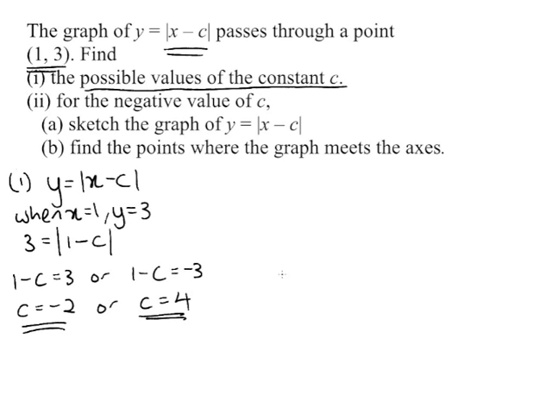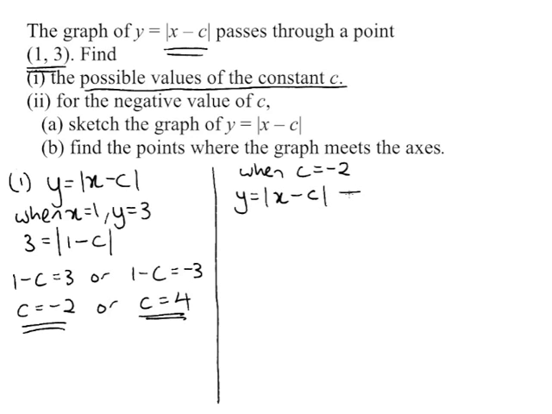Now let's look at part 2. For the negative value of c, we need to sketch this graph. So the negative value of c is negative 2. We're going to substitute this into the equation y equals modulus x minus c, and be careful with this one because there's a minus here, so this becomes y equals modulus x minus, that's minus 2. Okay, and this will result in y equals modulus x plus 2.